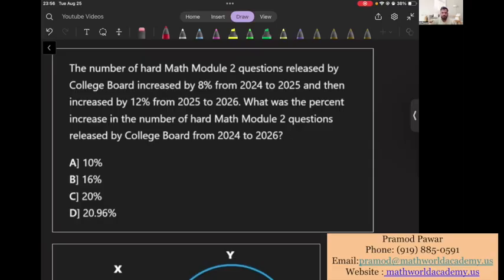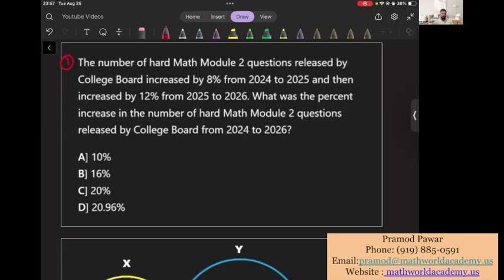Okay? These were the questions which were reported by my students. So today we'll talk about them. We'll learn different techniques and strategies and different ways to solve those questions. Okay, so let's get started. Let's look at the first question.